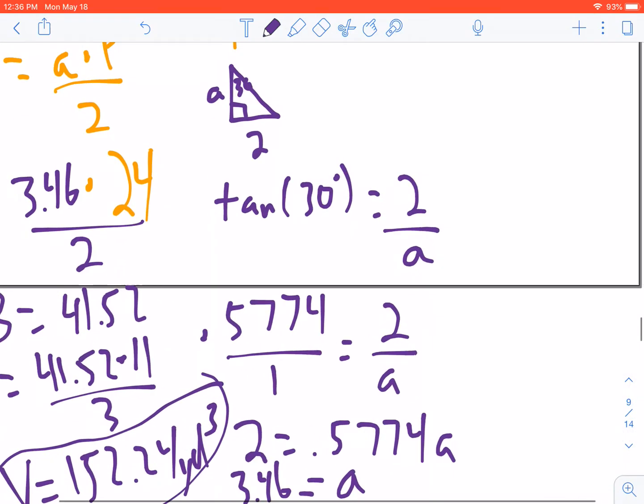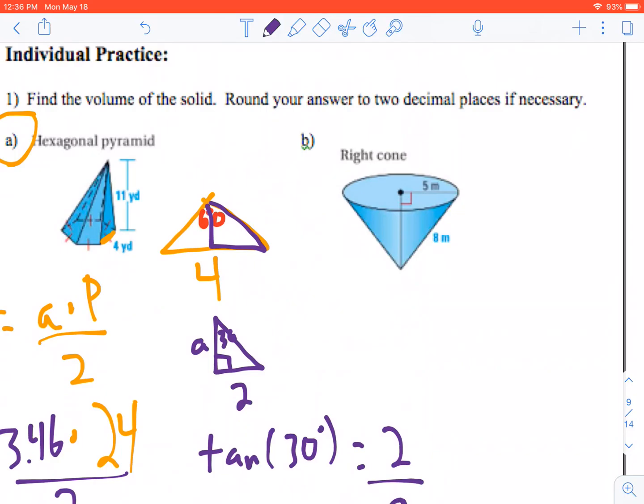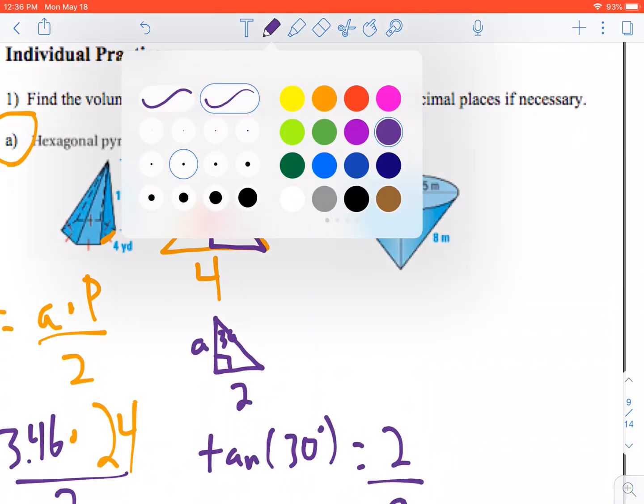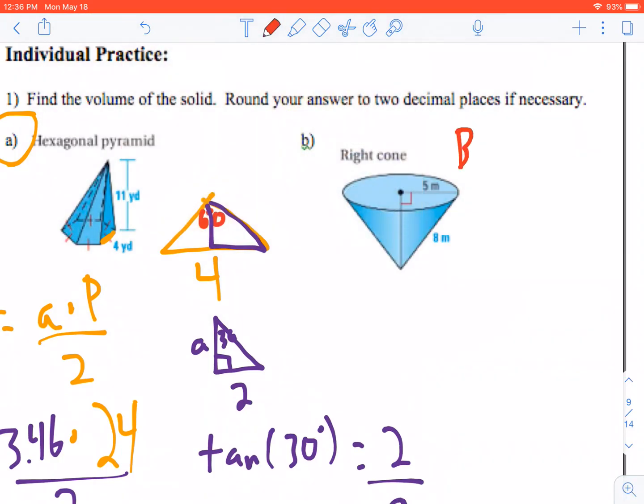Oops. Taking a look at your second one that's there then, your right cone, a little bit easier to work with. Now that base is just a circle. So it is pi times 5 squared. Area of the base then, pi times 25, we get 78.54.